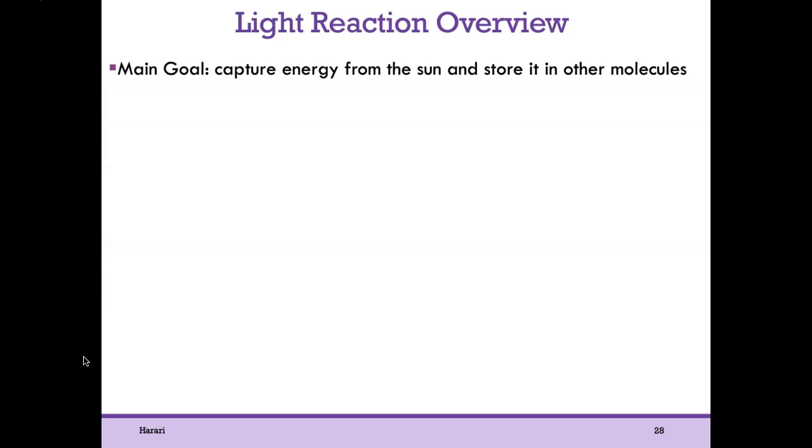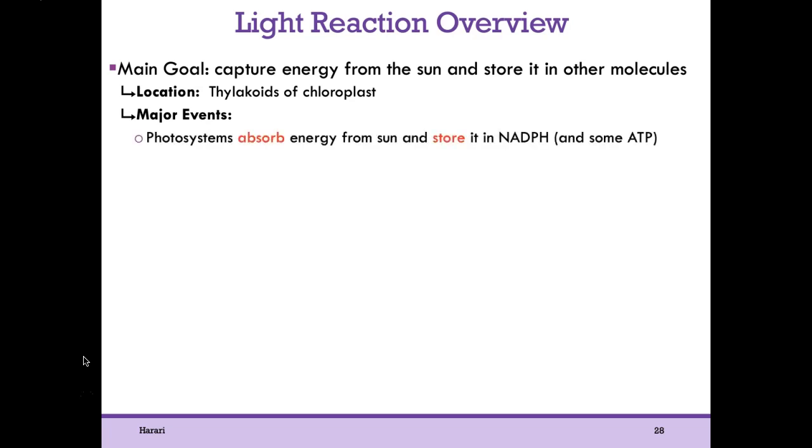So let's begin by talking about the light reaction. And the main goal of the light reaction is to capture energy from the sun and store it in other molecules. We'll then use these higher powered molecules for the carbon reactions in the next step. The light reactions occur in the thylakoids of the chloroplast, and we'll look at the major events before we go into more detail. So what we'll see is that photosystems within the thylakoids of the chloroplast absorb energy from the sun, and in a multi-step process, they're going to store the energy from the sun in NADPH and some ATP. The NADPH and the ATP are the higher powered molecules that are required for the carbon reactions.